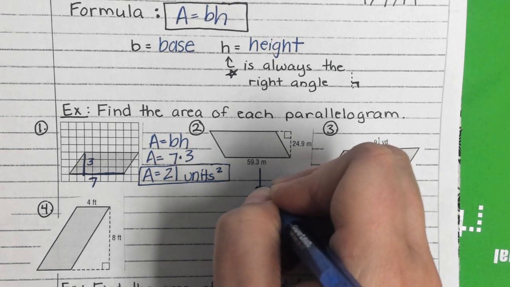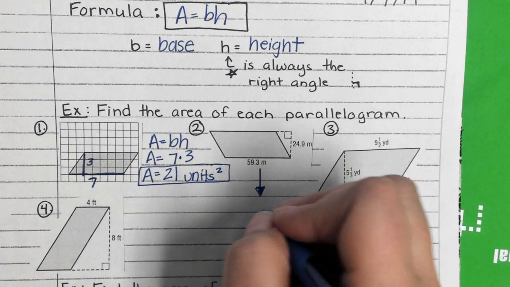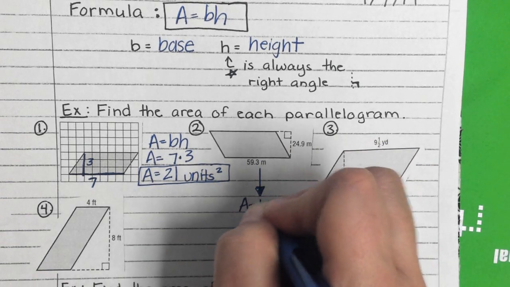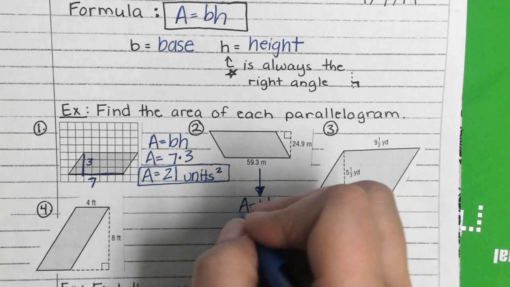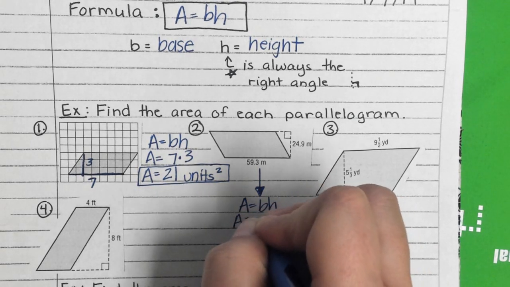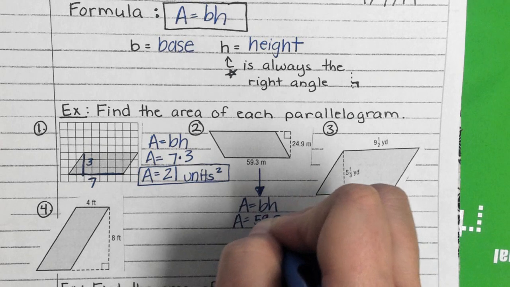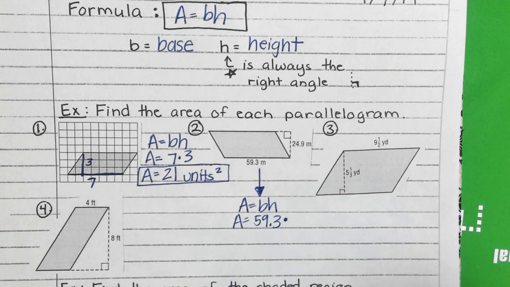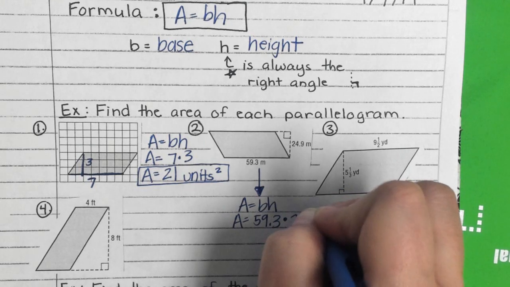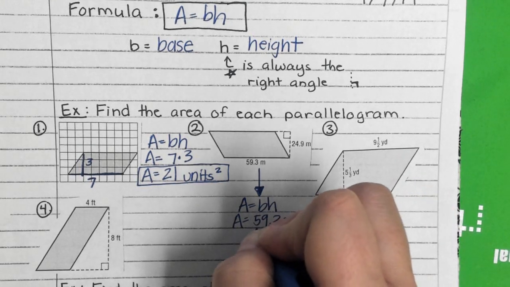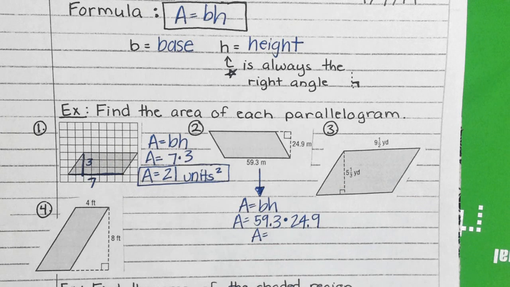Okay, and we'll come down here so I have a little bit more room. Again, my first line is my formula. A equals BH. All right. What's my base? Very good. 59.3. What's my height? 24.9. Okay. Now, do I really want to multiply that out?